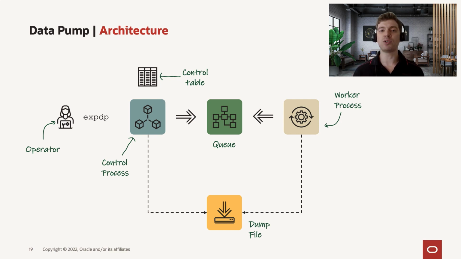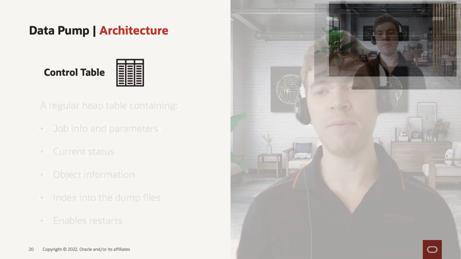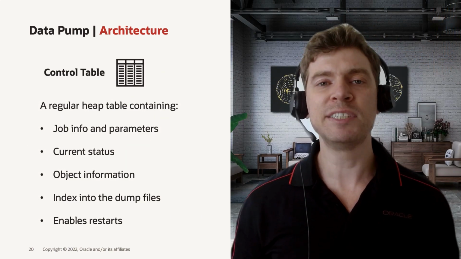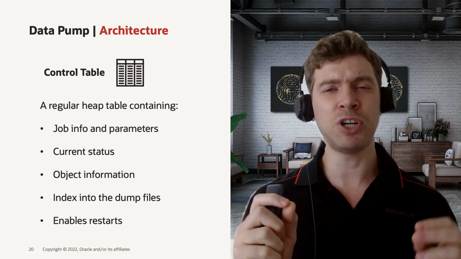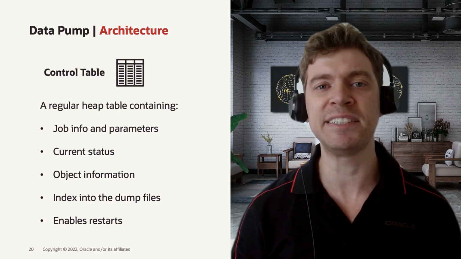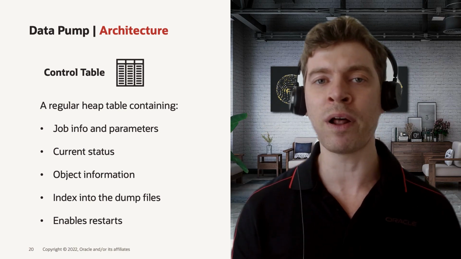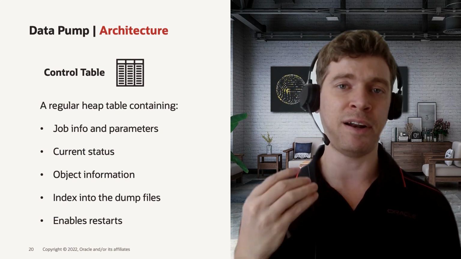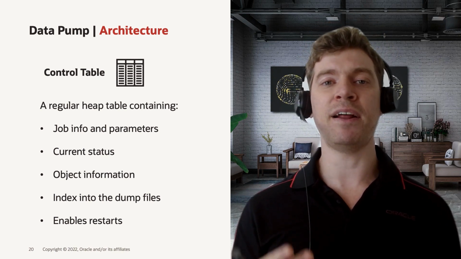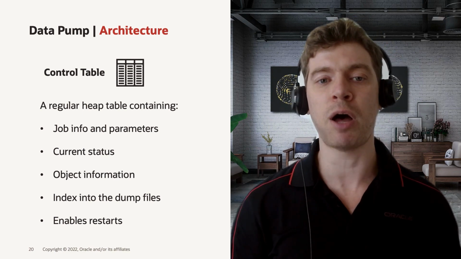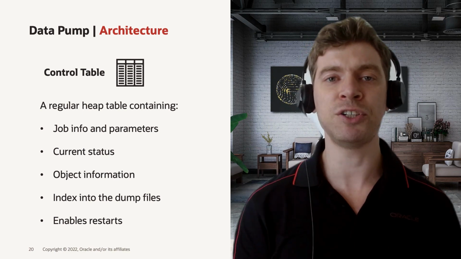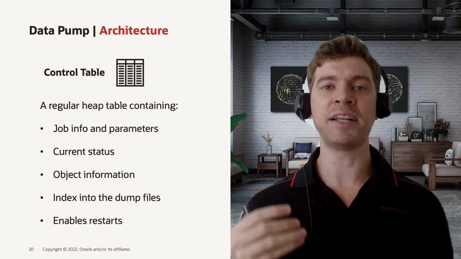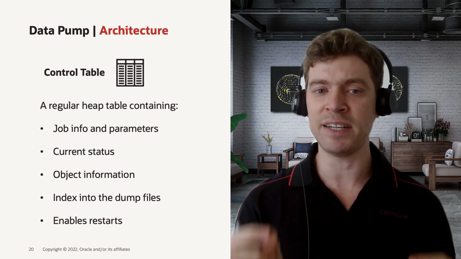Now let's see what we have inside this control table or master table. This is the table that we usually see inside the database as SYS_EXPORT_SCHEMA_01 or 02 or 03. These tables, again, contain a specific Data Pump job execution. It has all the job info and parameters. It has the current status of that execution.